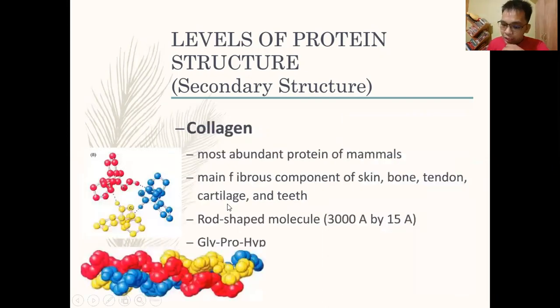Okay. And then for the collagen, it is also an alpha helix, the most abundant protein in mammals. Kasi nga, it is made up of our skin. Ang fibrous component na guys ay nakikita sa skin, bones, tendons, cartilage, and teeth. Kaya siya sinabing most abundant protein in mammals. Pwede siyang rod-shaped molecule and it has a repetition of glycine, proline, and hydroxyproline. Yan yung repetition residue ng ating collagen.